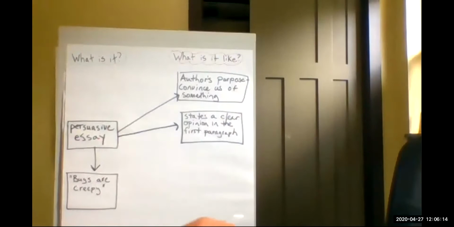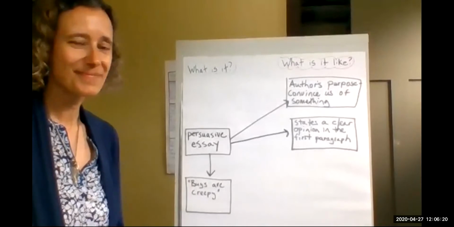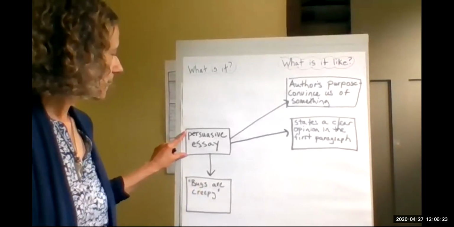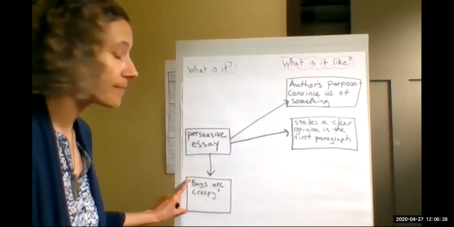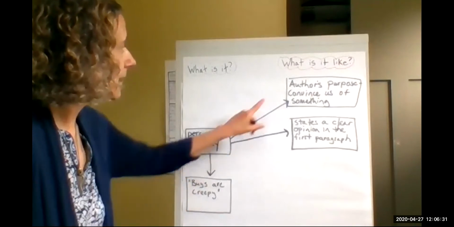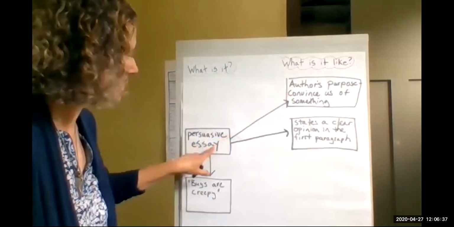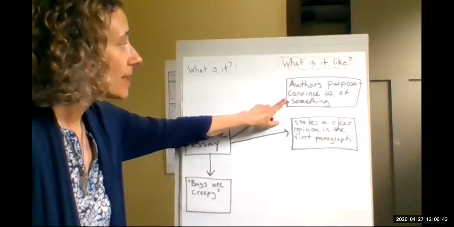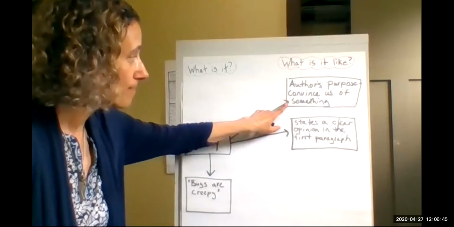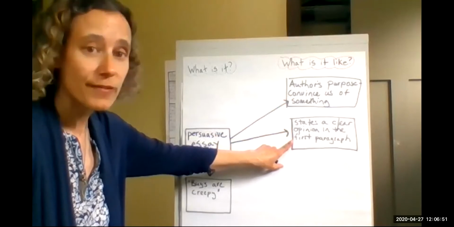Let's take a look at our chart on persuasive essays. So here, this is a persuasive essay, and an example of a persuasive essay is Bugs Are Creepy. And what is it like? We know a couple different things of what persuasive essays are like. We know that the author always has a purpose, and that purpose is to convince us of something. We also know that the author states a clear opinion in the first paragraph.